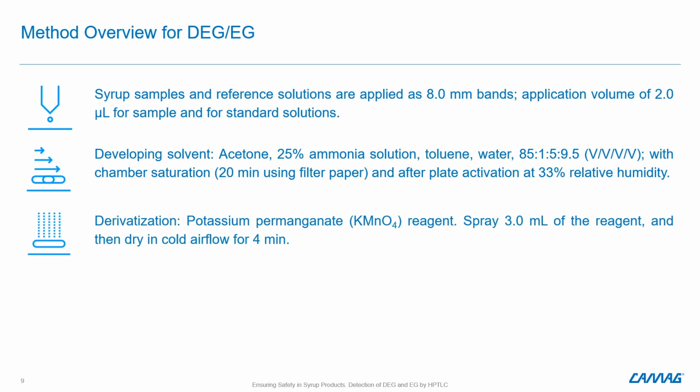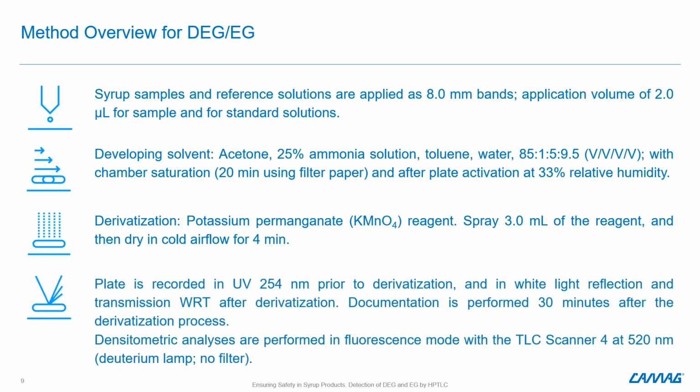Next, we carry out derivatization using potassium permanganate, which reacts specifically with glycols. This reaction produces distinct yellow bands on a violet background, making the glycol spots easy to identify. It's important to note that these bands do not appear immediately after spraying. The reaction takes time to fully develop. The plate is recorded 30 minutes after derivatization, this time in white light, reflection and transmission. And finally, when quantification is required, we perform a fluorescence scan at 520 nanometers.